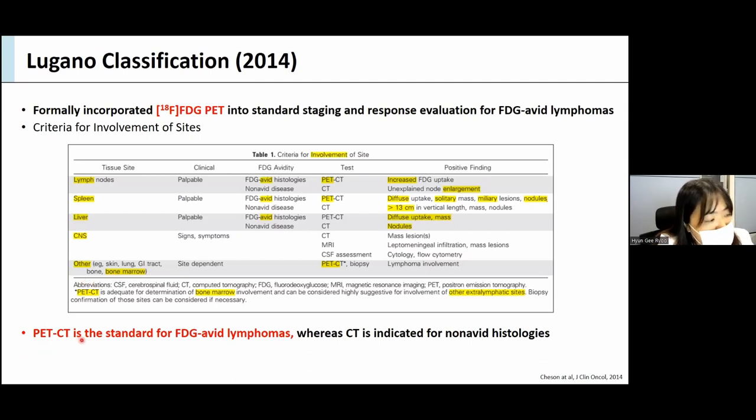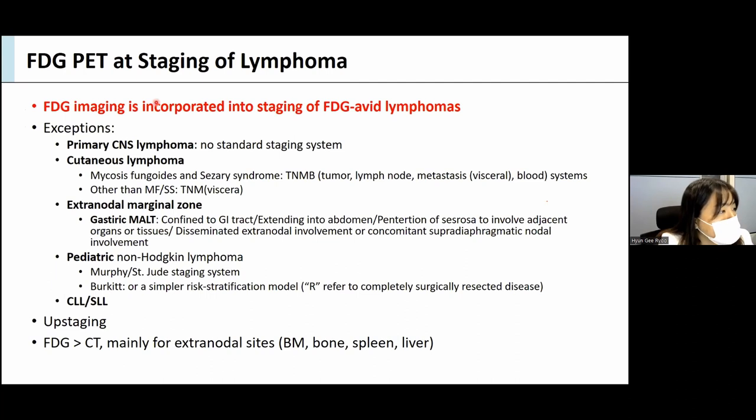So PET CT is the standard for FDG-avid lymphoma, whereas CT is indicated for non-FDG-avid histologies. FDG PET can be incorporated into the staging of FDG-avid lymphomas.